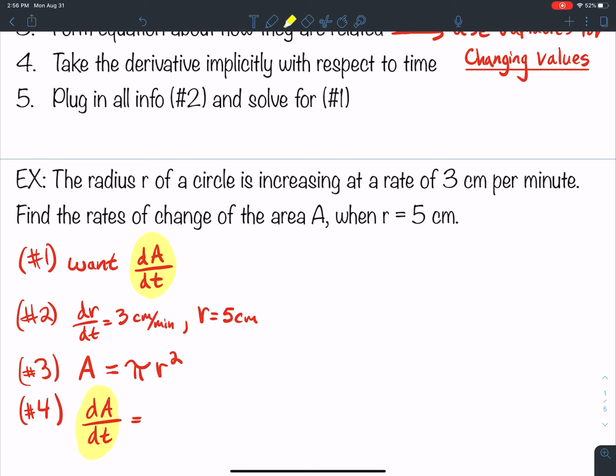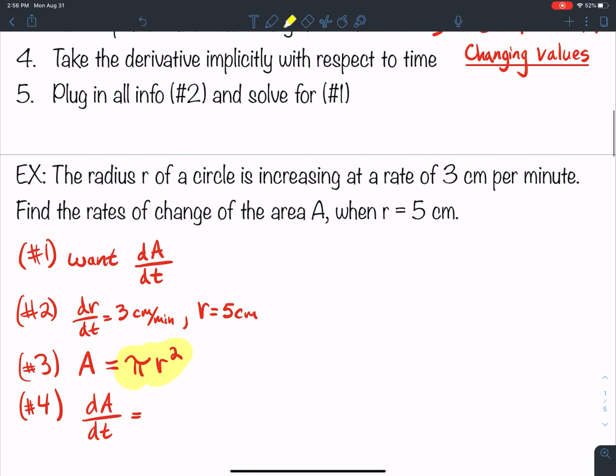Now, for the derivative of pi r squared, I can take the pi out front since it's a constant, and I need to take the derivative of r squared with respect to t. Remember that r is different than t, so I treat it like a chain rule. The derivative of something squared is 2 times something raised to the 1, times the derivative of the inside, which is r, so that's dr/dt.